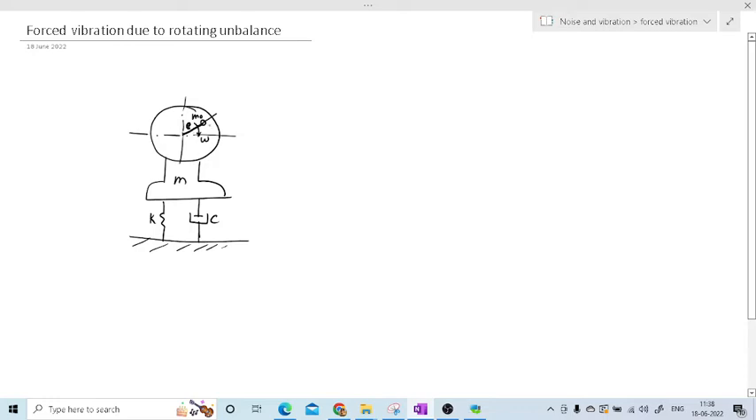Now why is this a rotating unbalance? Because this crank is rotating, and with the rotation of this crank, this mass will experience the centrifugal force, which is given by m0 omega square e, that is m omega square r. Here mass is m0, speed is omega, and its radius that we have taken is e. So the force acting on this system is m0 omega square e. Now consider the displacement of this mass is x.